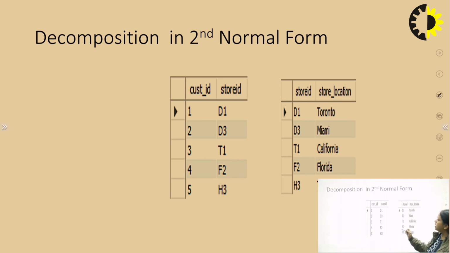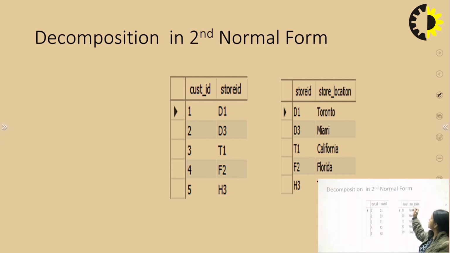You can see here customer ID and store ID is in the first table, and second table store location and store ID. Because we have this store ID and store location have a partial dependency, that's why we have decomposed the table into another table. So now the partial dependency is not in both tables. You can see here we have two dependencies now.